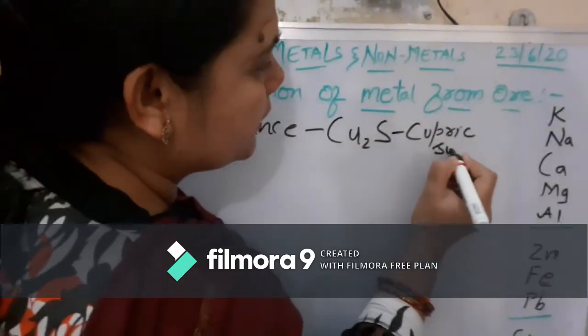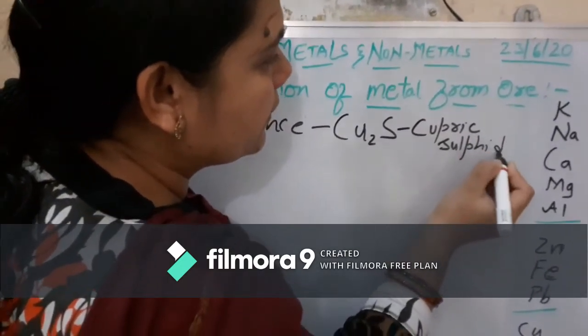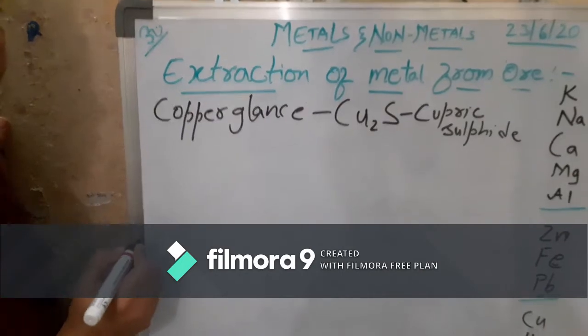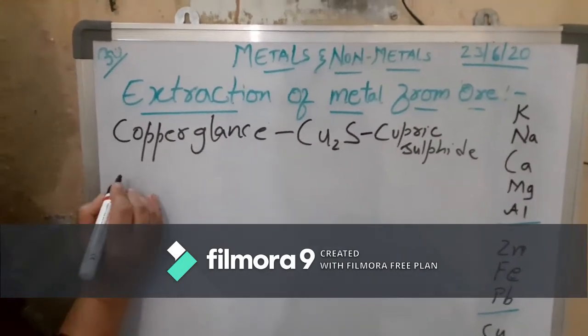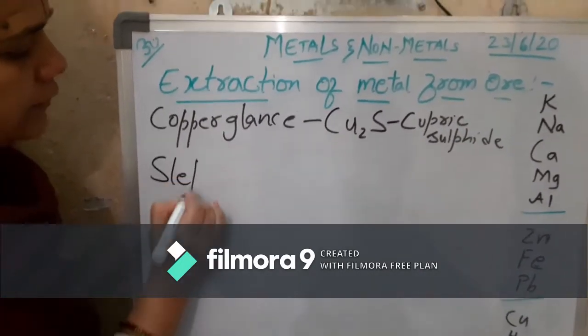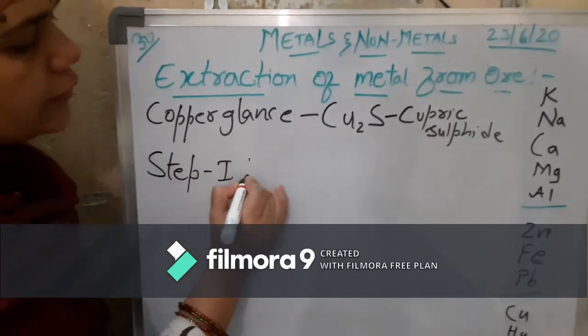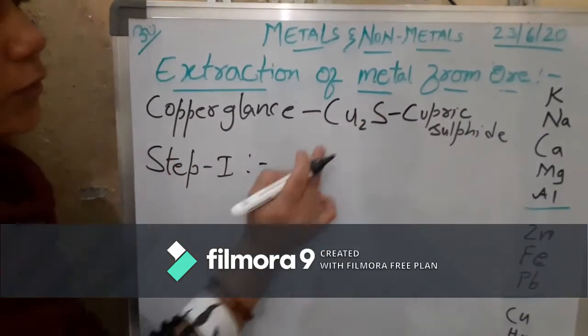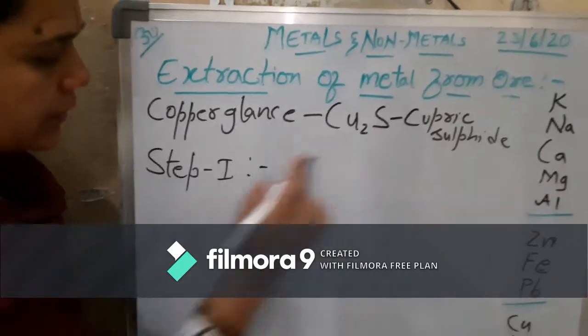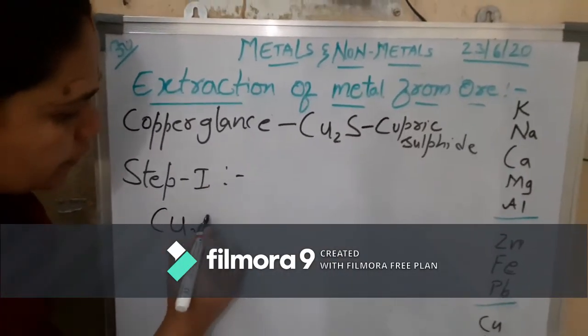Now just recall, children, what are my 2 steps for extraction of metal of low reactivity series? I hope you can now recall. Yes, step 1. So what is my step 1? Conversion of sulfide to oxide. So what is my sulfide over here? That is copper glance, nothing but Cu2S.